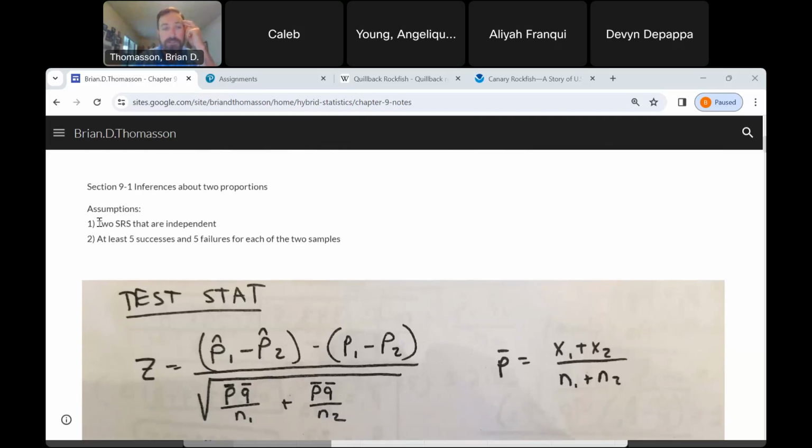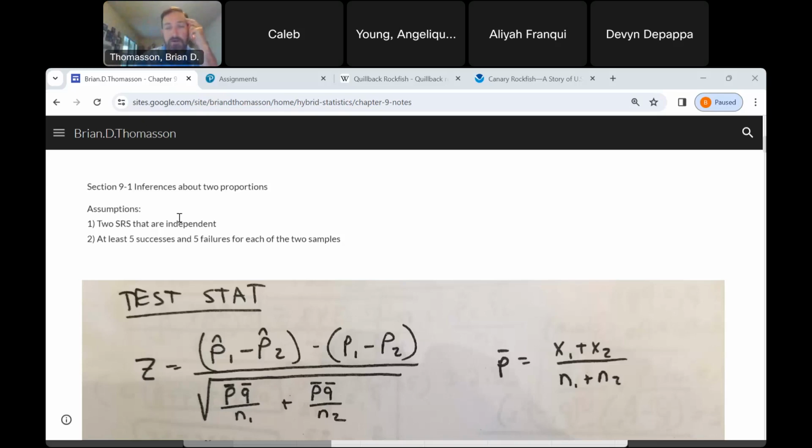We have similar assumptions as before. Both have to be SRS, simple random samples, and independent. So we have two groups. When we say independent, they can't have any effect on one another. For instance, the proportion of males that pass the class and the proportion of females that pass the class are two independent groups, assuming the males or females are not cheating off one another or something like that. And then we have to have at least 5 successes and 5 failures in each of the groups. So at least 5 males pass, at least 5 males fail, same for the females.